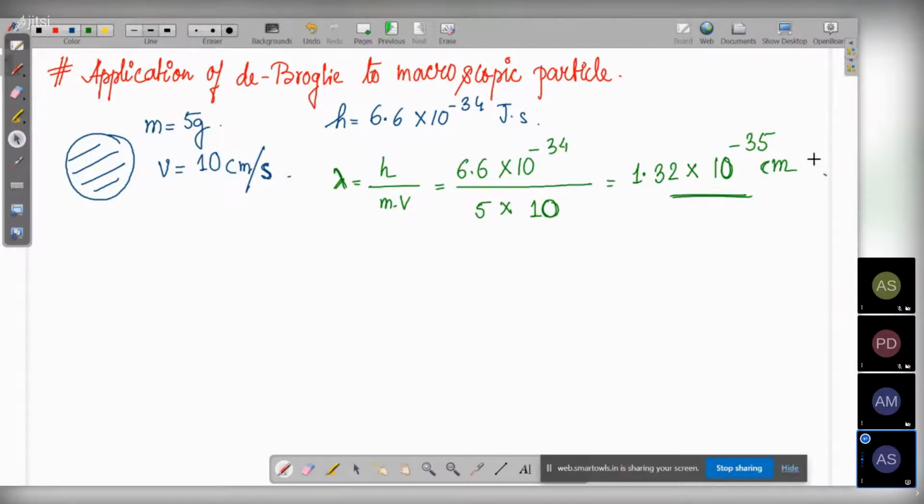Over here you can see that the value of the wavelength is so small, 10 to the power of minus 35. That means the value is so small that it cannot actually be measured. Yes, mathematically we are getting a value. Mathematics will always give us a value.